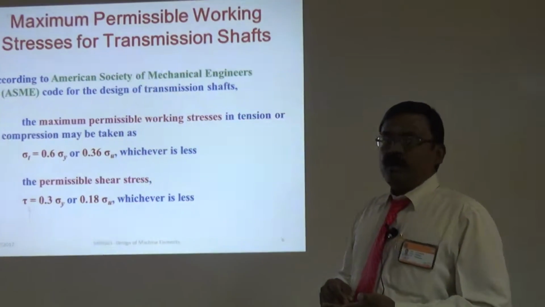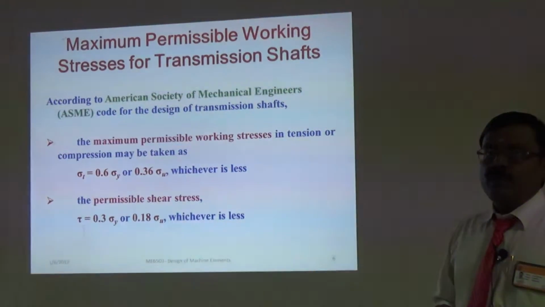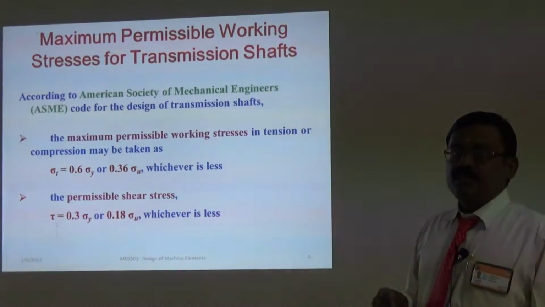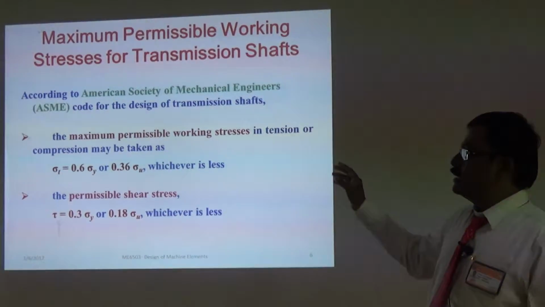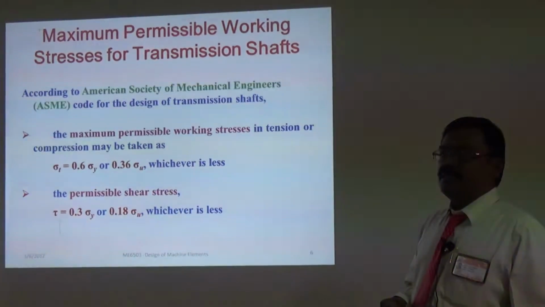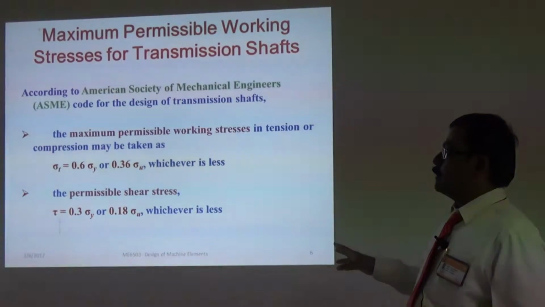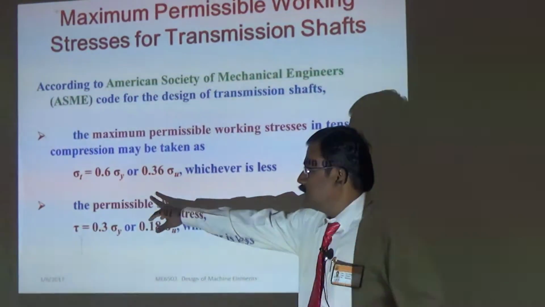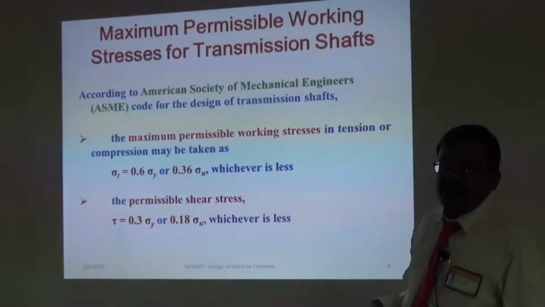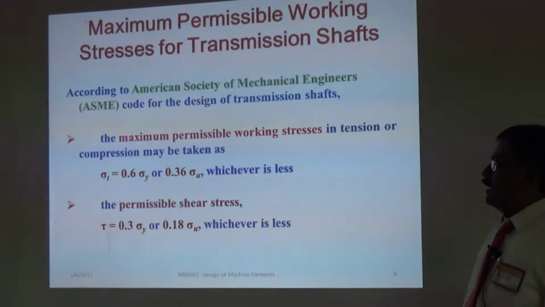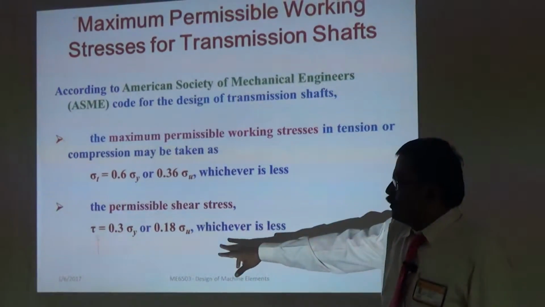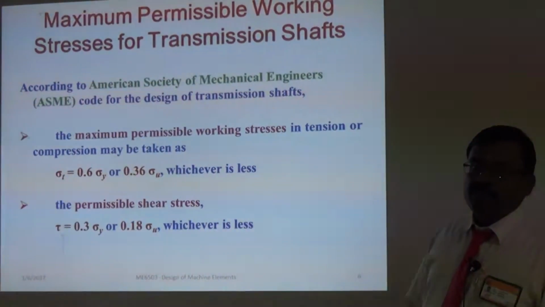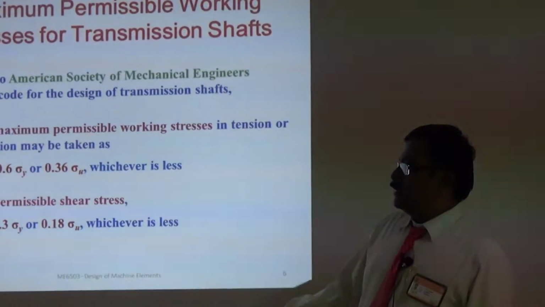Now, when you want to design a shaft, first we should know what is the maximum stress we can allow for the material. This is prescribed by the American Society of Mechanical Engineers. So, according to ASME, we can design a shaft for a maximum of 60% of the yield strength, that is 0.6 times sigma y, and the shear stress is a maximum of 0.3 times sigma y, that is 30% of the yield strength of the material.